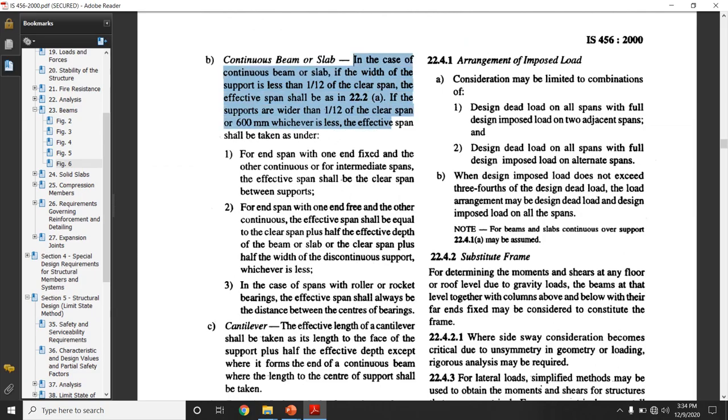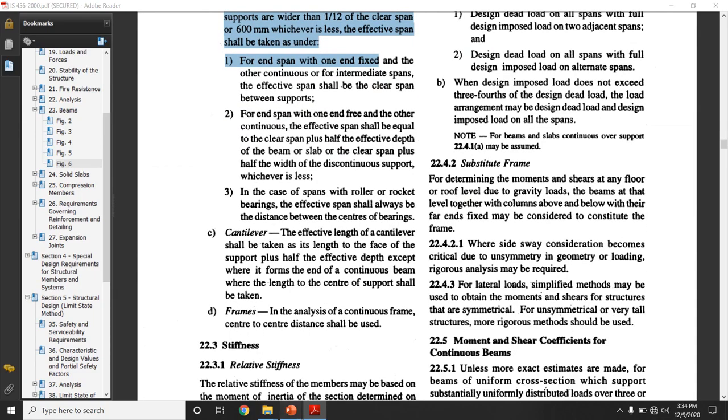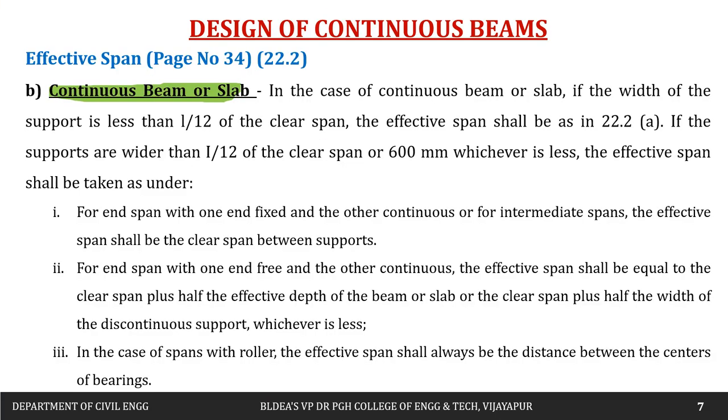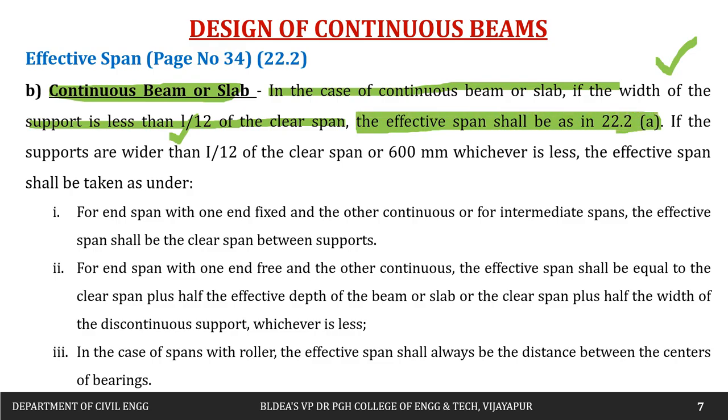There are certain clauses they have given, so let me read it out. The same thing I have written here also: in the case of a continuous beam or a slab, if the width of support is less than 1 by 12 of the clear span, the effective span shall be as per clause 22.A. That means previously what we have seen for simply supported beam, the same thing can be used.